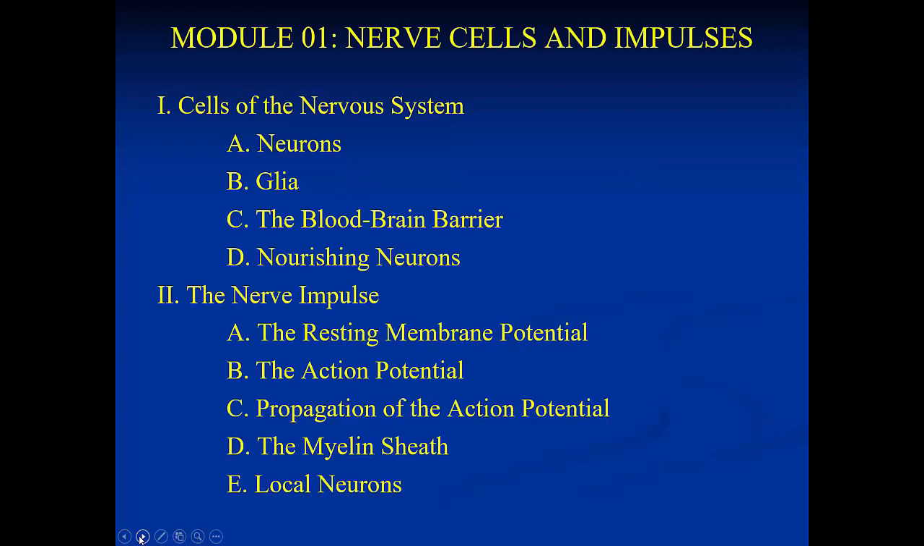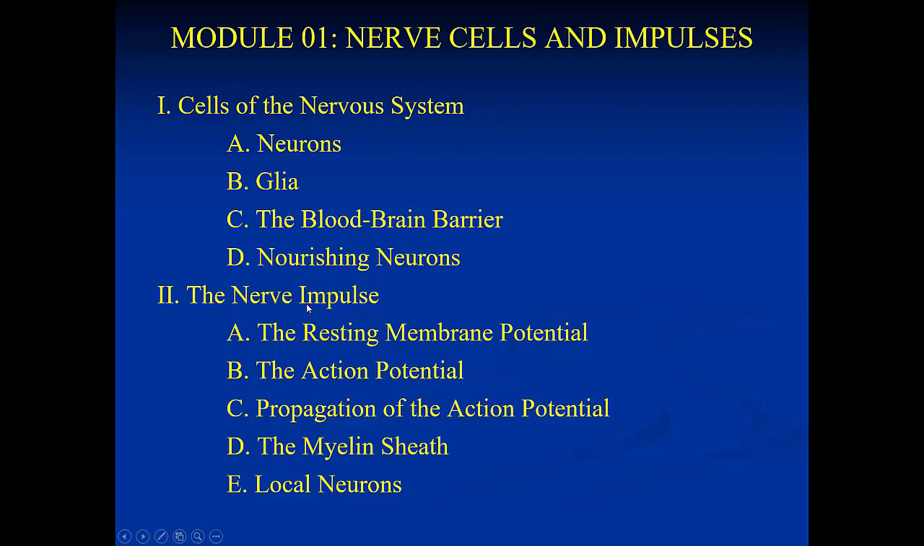In this module, I'm going to cover nerve cells and impulses. I'm going to cover cells of the nervous system, neurons and glia. I'll talk about the blood-brain barrier, which is an important function of some of the cells of the nervous system. And I'm going to talk about how neurons get fed. I'm also going to talk about the nerve impulse.